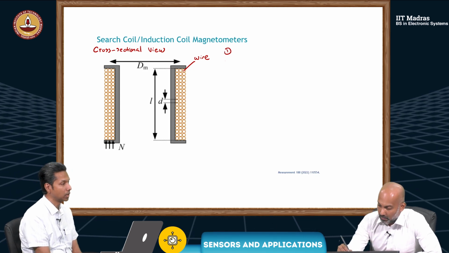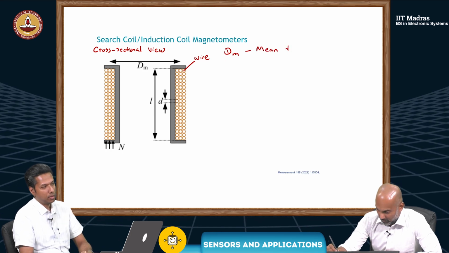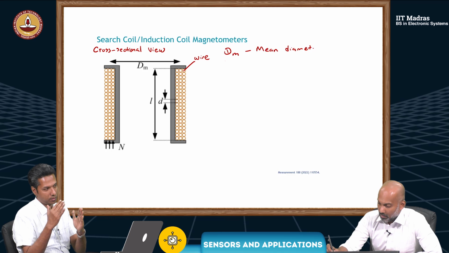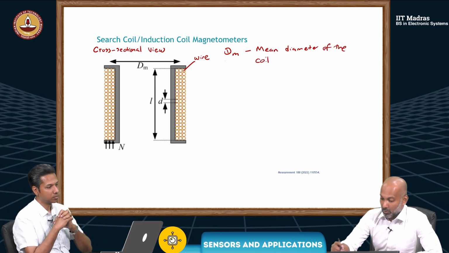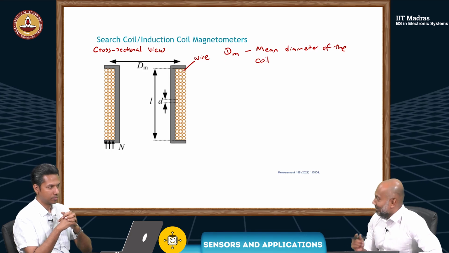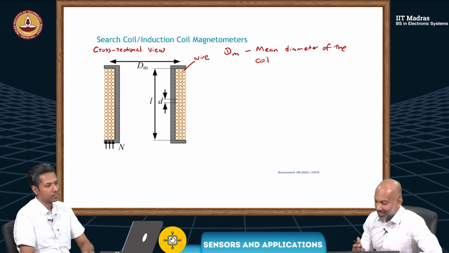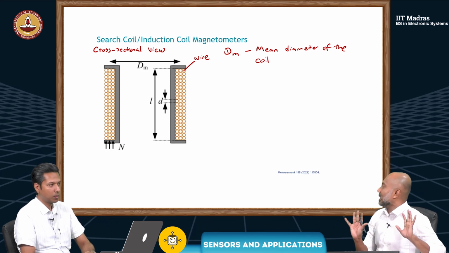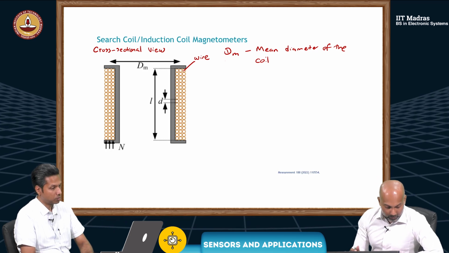DM is the mean diameter of the coil, because the coil has got some layers. Otherwise, we'll have to take into account each and every one of these coils and then integrate over the area, right? So then here we say, okay, that's the mean diameter of the coil, DM.